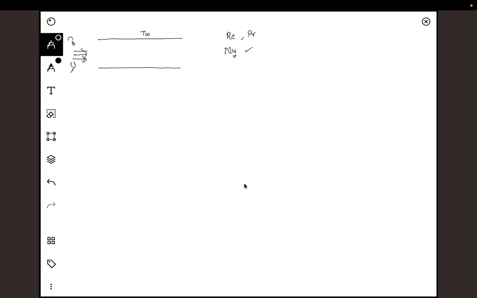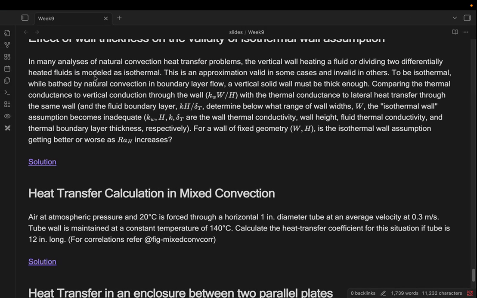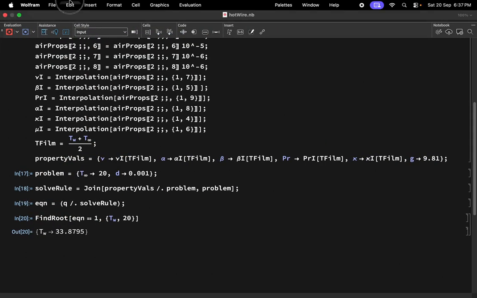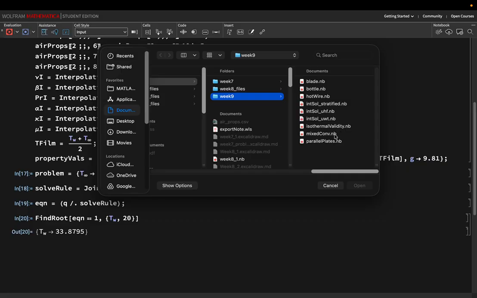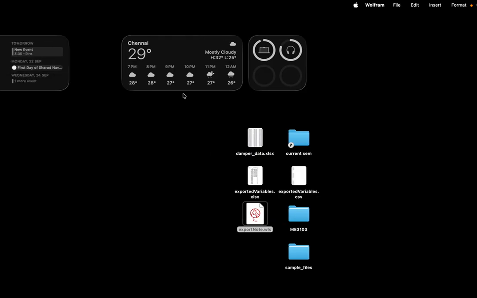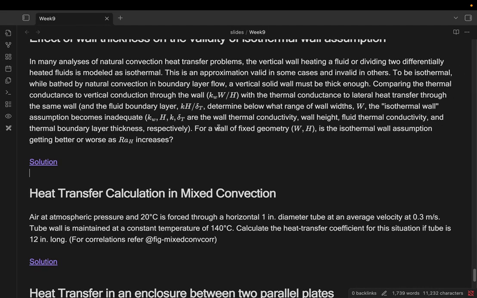The only difference now is what happens if there is free convection as well. So the previous derivations, we were assuming it to be completely forced. Now is the scenario where we'll actually consider what happens if it is not purely forced convection. So this is the problem.